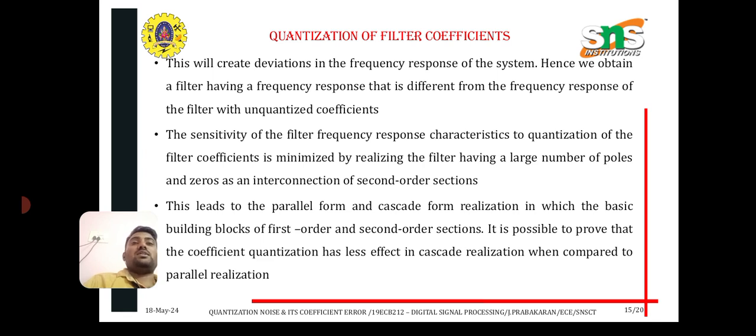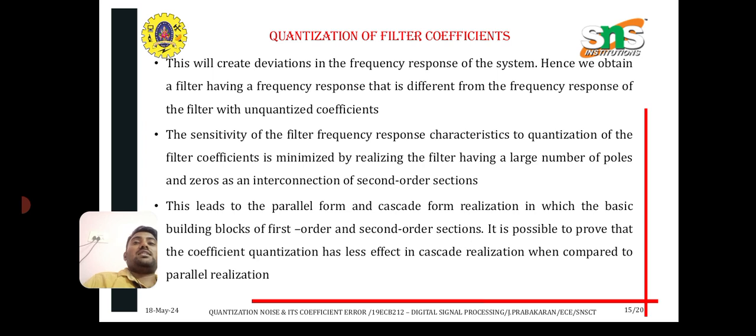Monte Carlo simulation: running simulations with random variation in coefficients can help analyze the impact of quantization errors on system performance. Now the mitigation techniques for quantization of filter coefficients. The first one is increasing bit depth. Using more bits for coefficient representation can reduce quantization error, though this increases computational and memory requirements.